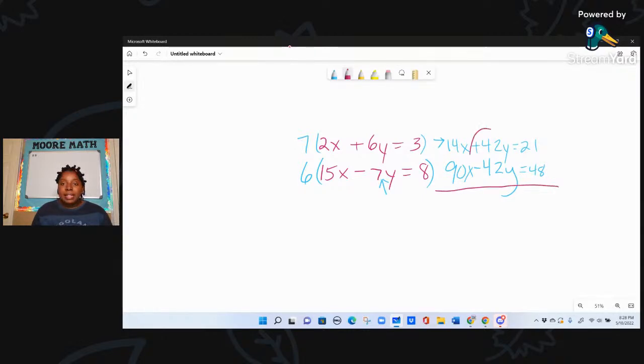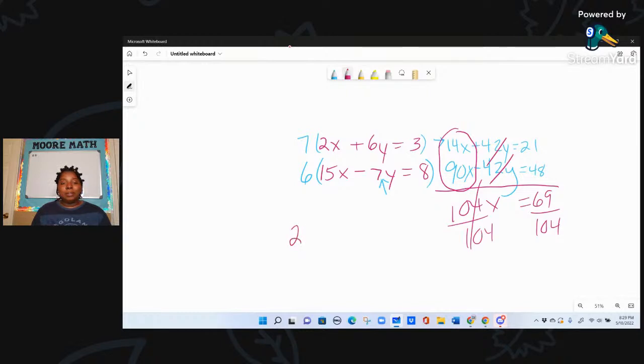Again, when I add these together, those y's will cancel out. Okay, so good, now we've gotten rid of them. And then all you have to do is add these. So you'll get 104x, and then you divide, and you get a very ugly answer for x. Then you would take that ugly answer and plug it in. Most of the time your answers will be pretty, so don't get scared. Like, let's say your answer was 5 again.